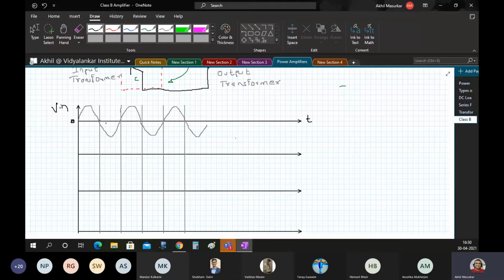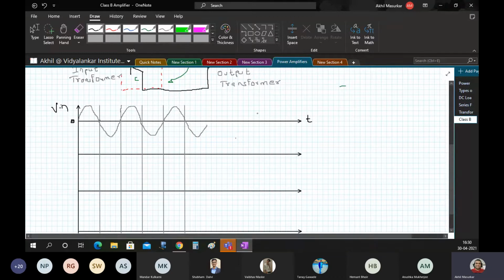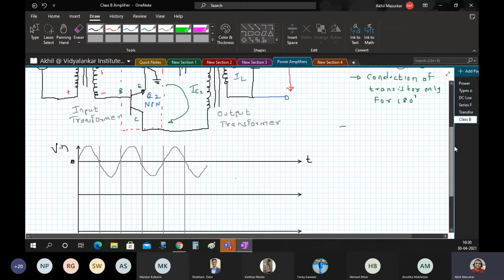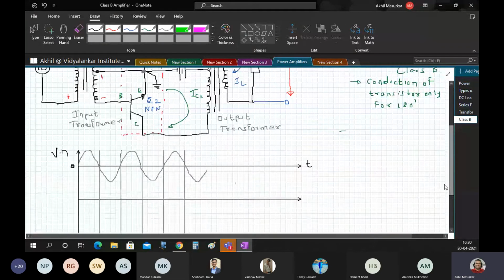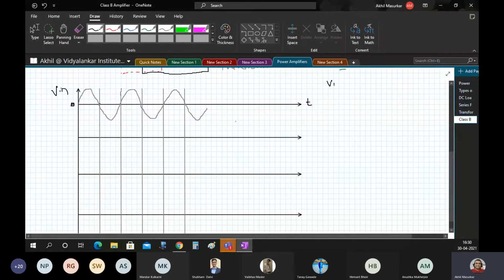So for this above circuit, when the input is 0, practically there is almost 0 power dissipation because IC will be equal to 0. So I'll just write it here for your sake. When V in equal to 0, IC1 equal to IC2 is equal to 0.